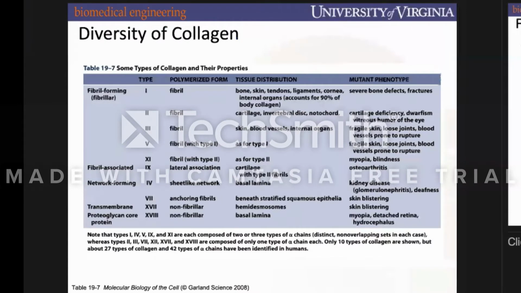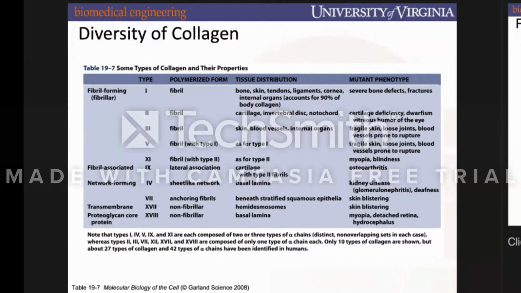And so here we have a table that is meant to illustrate the diversity of collagen. We have fibrillar type collagens, collagens 1 through 5. As we discussed last time, we have sheet-like networks of collagen type 4. And there are also fibril associated collagens. Collagen type 9 is oftentimes affiliated with branching or nucleation from existing collagen fibers.